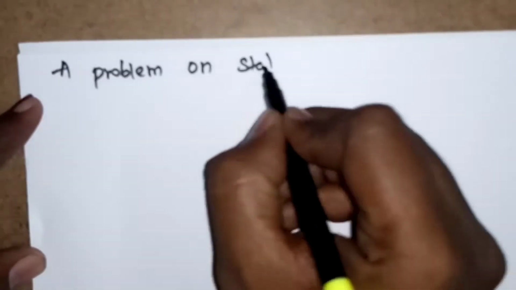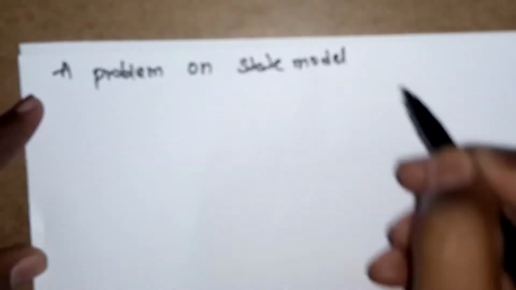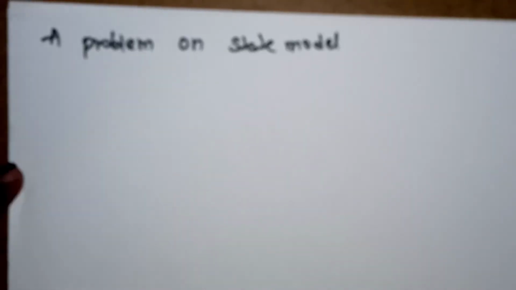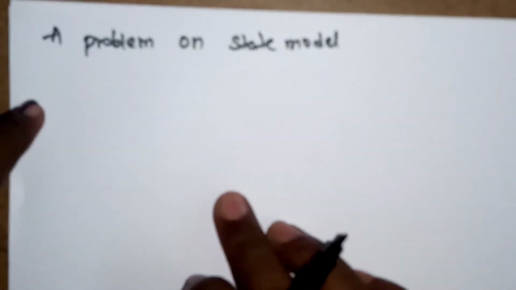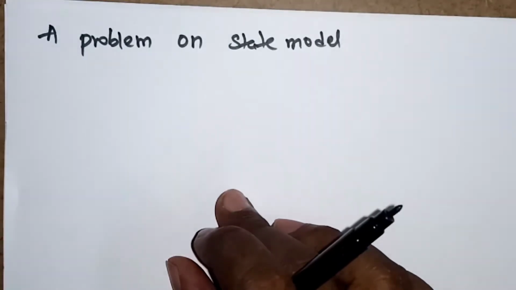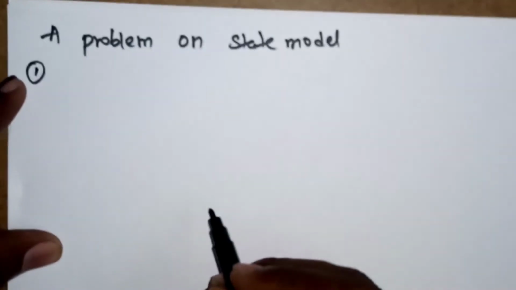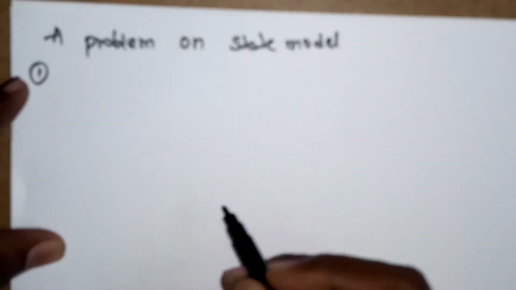Today we are going to solve a problem on the state model. First of all, we are going to draw an electrical circuit. So the problem is to obtain the state model of the electrical network shown in the figure.